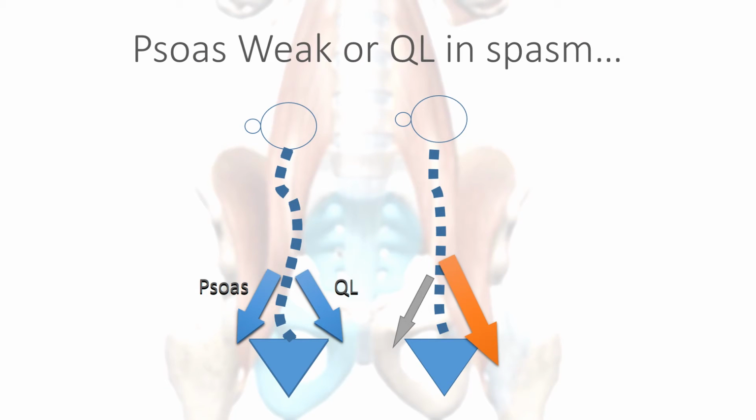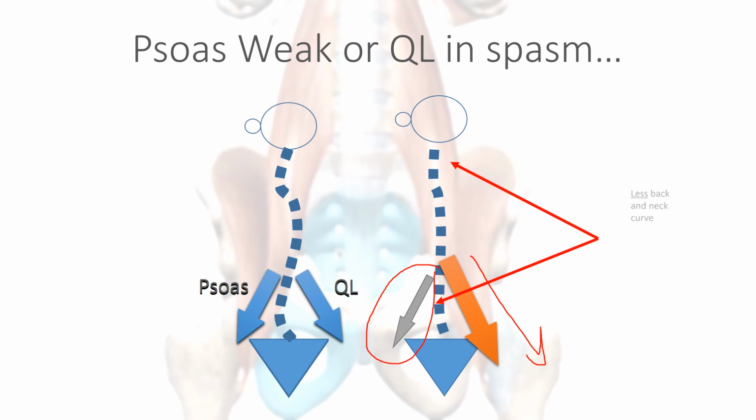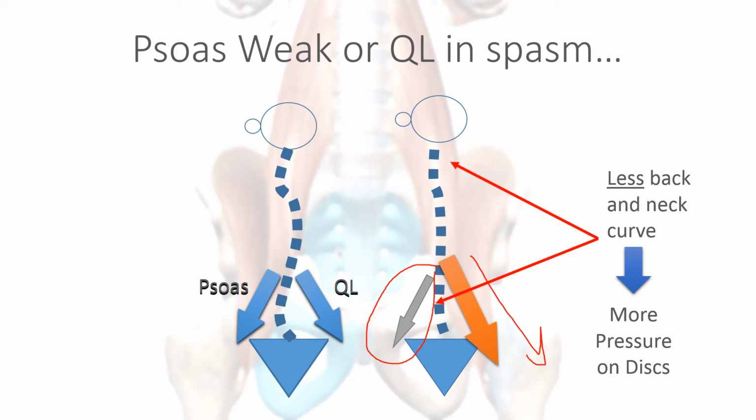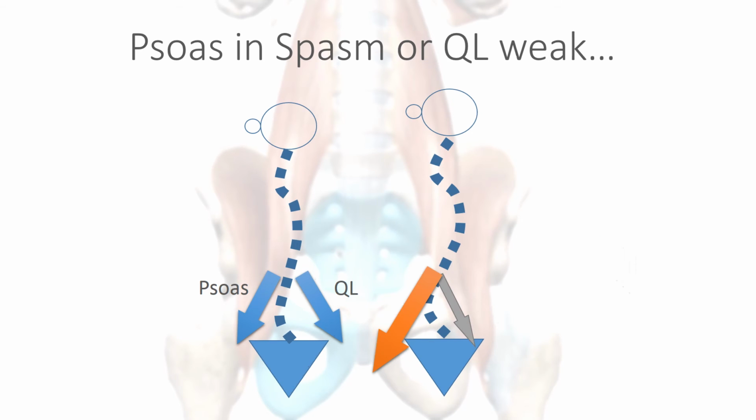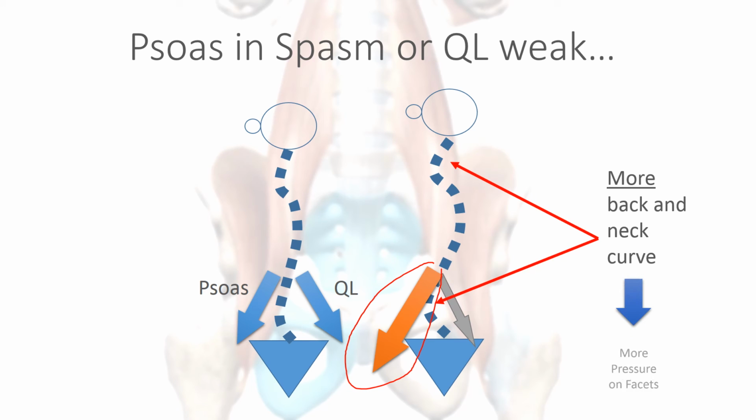Now, a weak psoas can cause issues. If you've got weakness in a muscle pulling this direction and you've got overpull of a muscle pulling backwards, it's going to decrease the curvature in the spine. And that's going to cause problems because that's going to put more pressure on the discs. If we go the other way and we have too much pull up front through the psoas, it's going to increase the curvature in the spine, and that's going to cause more pressure on the facet joints.